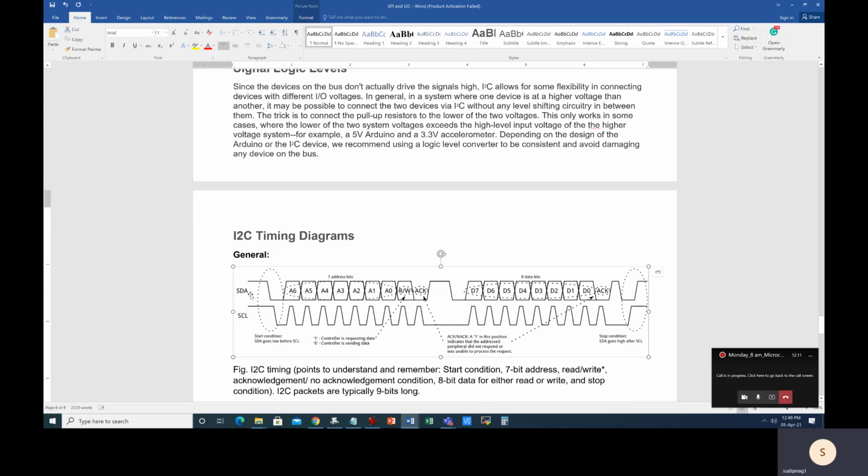In I2C, you can see that there are two lines, SDA and SCL, serial data and serial clock. The condition first, within these dotted lines, is called a start condition. The start condition is the one where the clock is held high and the data is going from high to low. Exactly the opposite happens in the stop condition, where SCL is held high and SDA is going from 0 to 1.